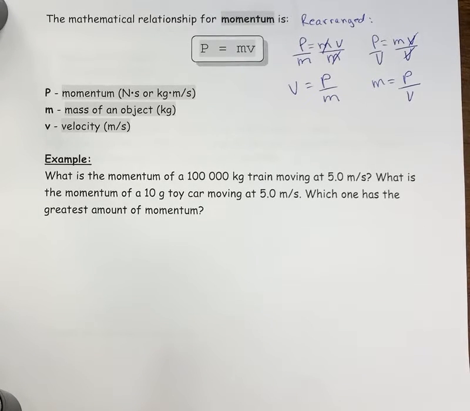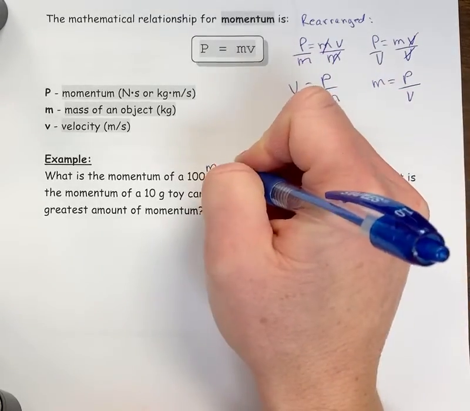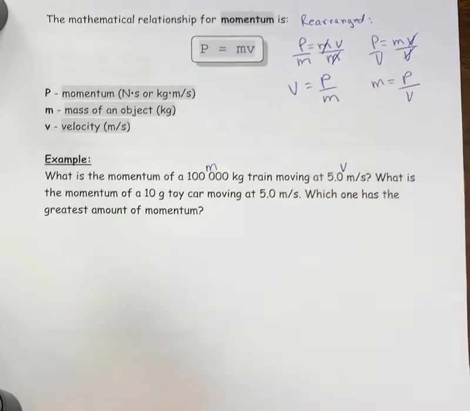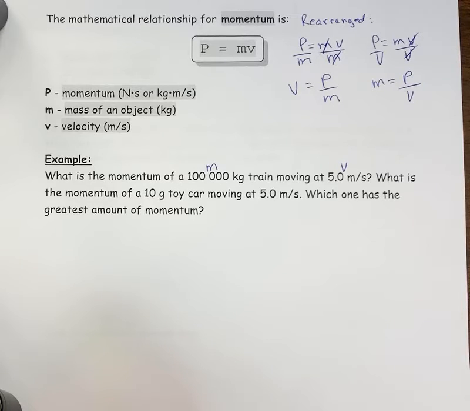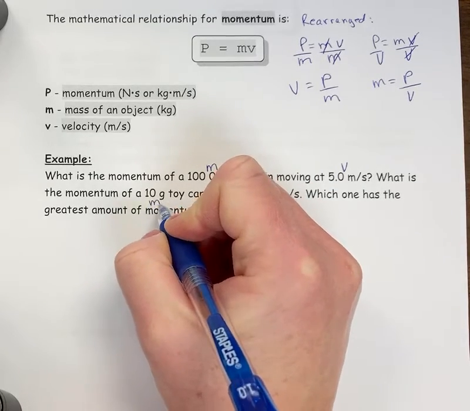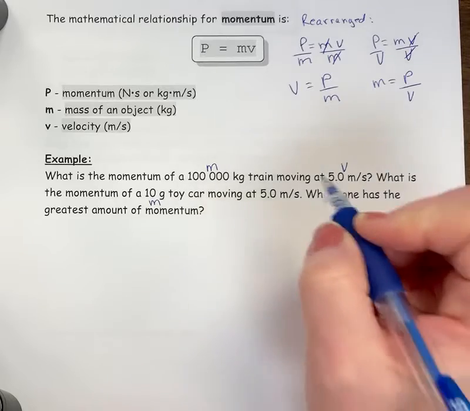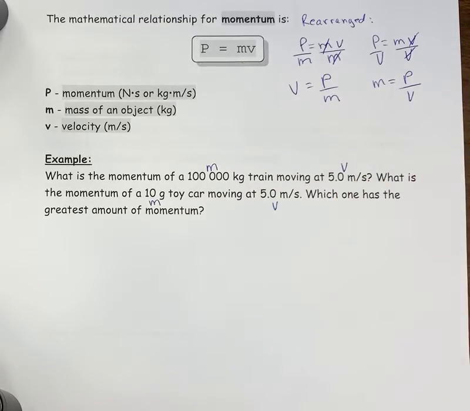What is the momentum of a 100,000 kilogram train moving at 5 meters per second? This would be the mass, and this would be the velocity. What is the momentum of a 10-gram toy moving at 5 meters per second? Which one has the greatest amount of momentum? Again, this is mass and this is velocity.